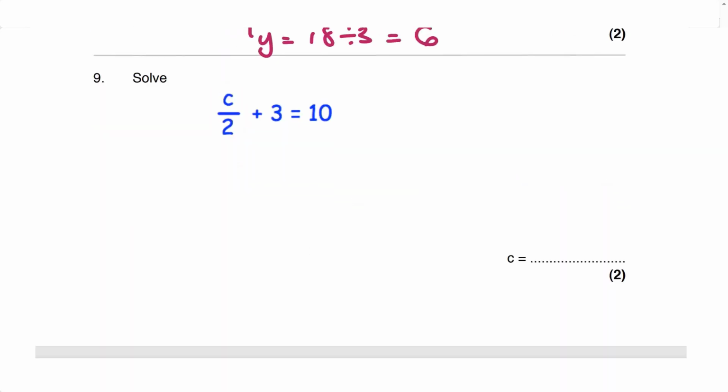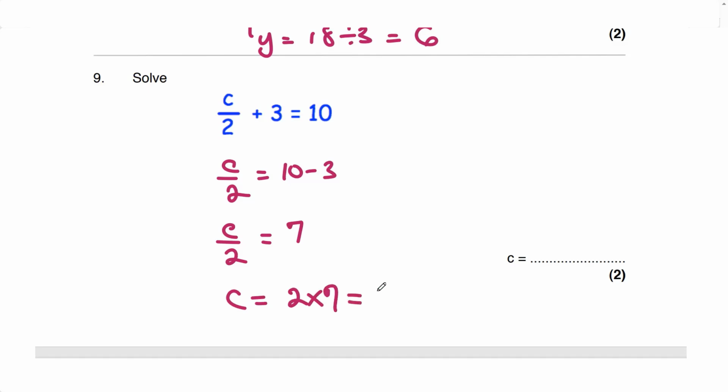For number 9, here's a double fraction equation. The first thing we need to do is to subtract 3 on both sides. That reduces to something like this. And now, of course, the c over 2 is equal to 7. And to get c, you multiply 2 on both sides. So c is going to be 2 times 7, which is going to give you 14.